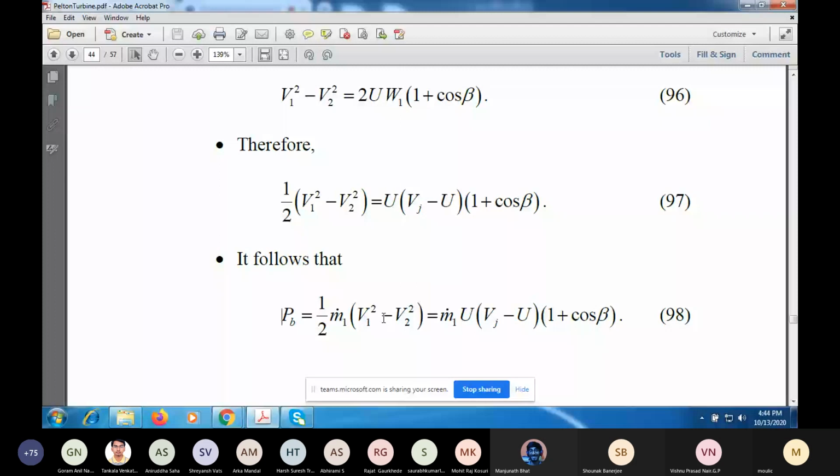Now, as I said before, this square of a real number here is positive, and this is also positive. And since you're subtracting a positive number from this, the power you get out will be less than or equal to half m1 dot V1 square, and V1 is Vj. So the maximum power you can get in a well-designed wheel is by making the absolute velocity V2 0. Now go back to this figure and tell me when V2 can be 0.